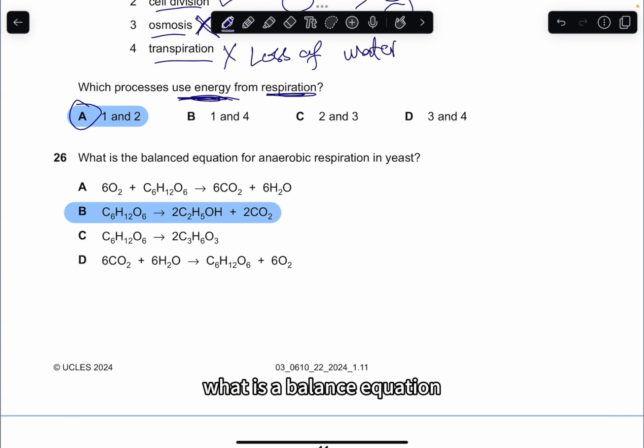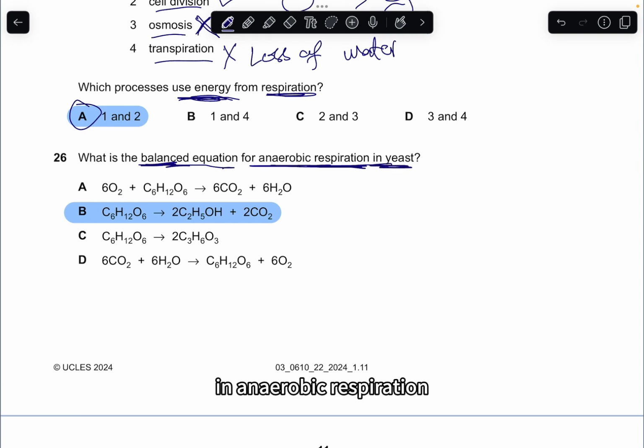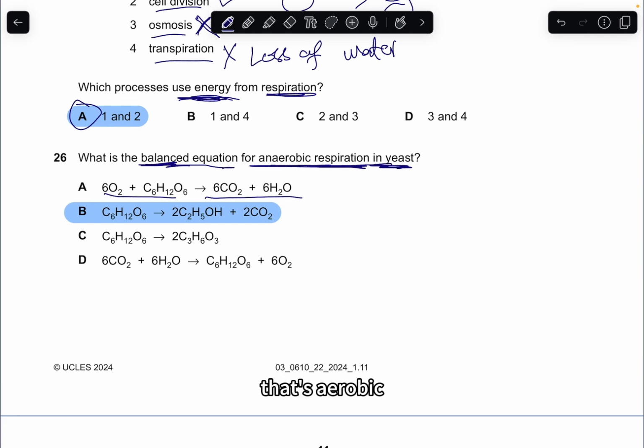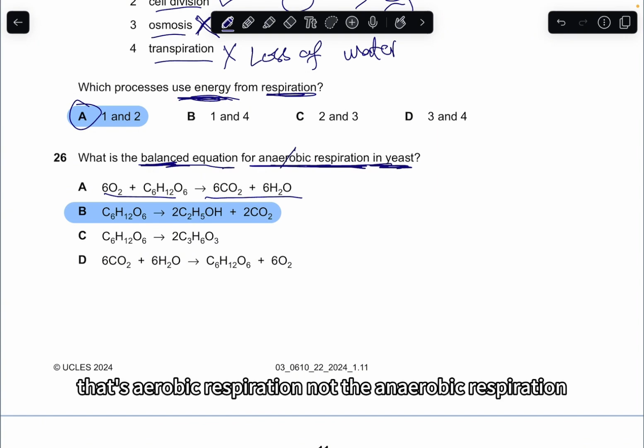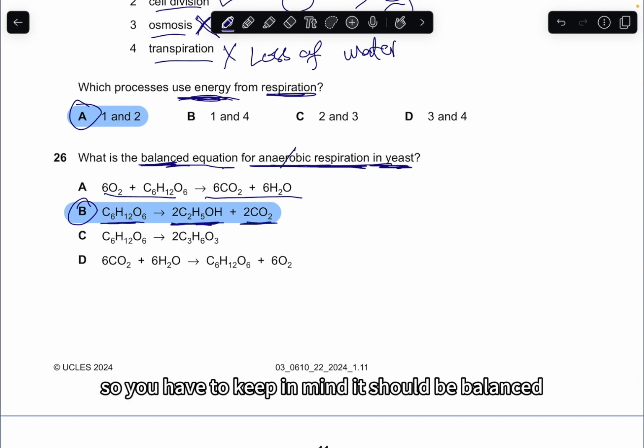What is the balanced equation? They ask for the balanced equation for anaerobic respiration. In anaerobic respiration, we get alcohol and carbon dioxide. This one is aerobic respiration, not anaerobic. So B is right, and it's also balanced. You have to keep in mind it should be balanced.